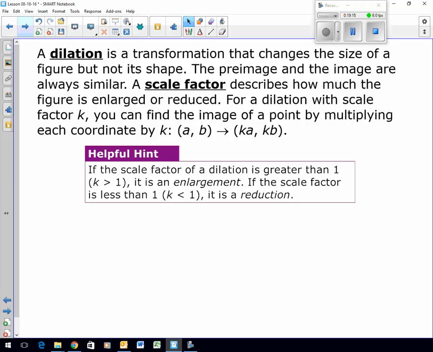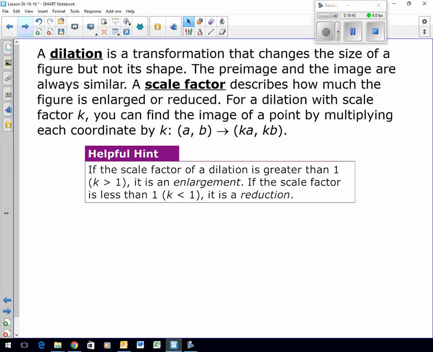This helpful hint is very, very helpful. If the scale factor of the dilation is greater than 1, K is greater than 1, it is an enlargement. It's going to get bigger. If the scale factor is less than 1, K is less than 1, it is a reduction. Okay? Enlarge, reduce.